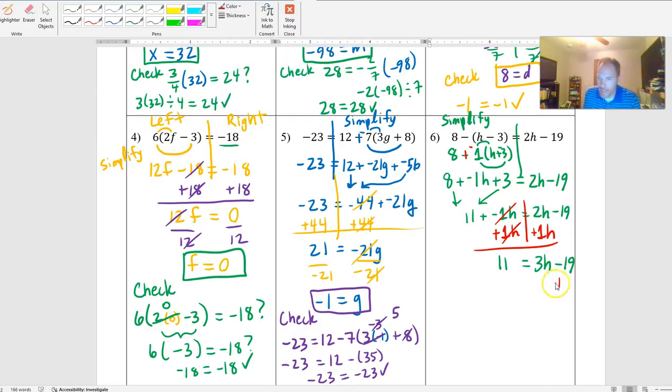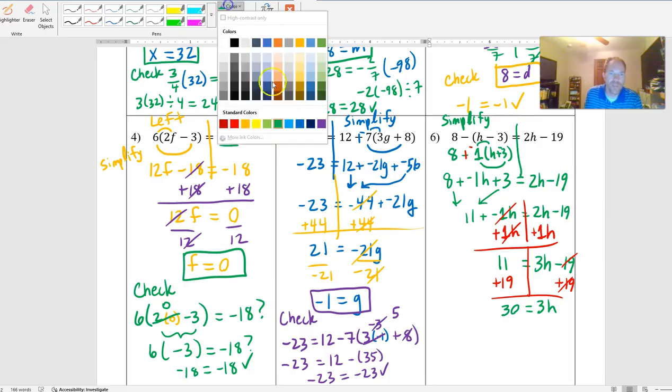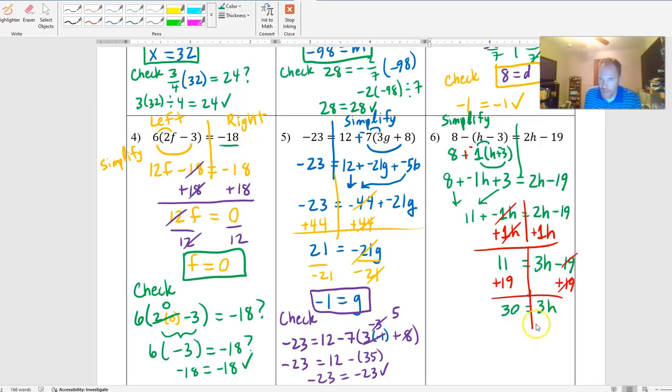So I can add 19 to cancel the minus 19. Balance that equation. Add 19 there. And then we got 30 equals 3h. And I just have to divide by 3. So I believe that's going to give me 10. Divide by 3, that'll give you 1 horse. Divide by 3, that'll give you 10 equals a horse. 10 equals h. Okay. So once again, I need to do the check step here.